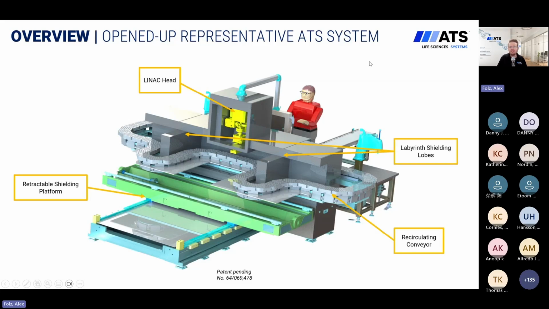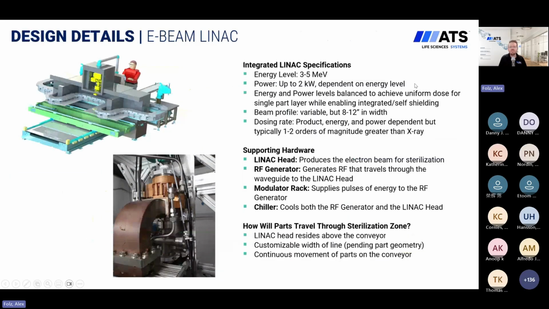So now, giving a high level overview of the system, we can start to get into talking about some of the subsystems. Looking at the linac itself, the integrated linac is going to be at an energy level of 3 to 5 MeV with a power level of up to 2 kilowatts depending upon the energy level. We'll talk about this a little bit more in the shielding slides, but both this energy and the power level were intelligently selected to balance getting a good DUR for a single layer of parts, as well as enabling that integrated or self-shielding, right? So there's definitely a balance there between getting enough energy to get all the way through those parts, but also we don't want to be at a point where we're talking facility level shielding.